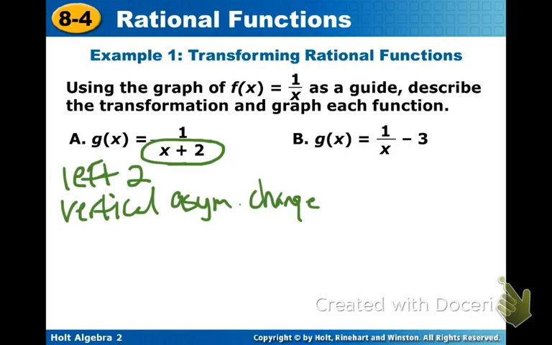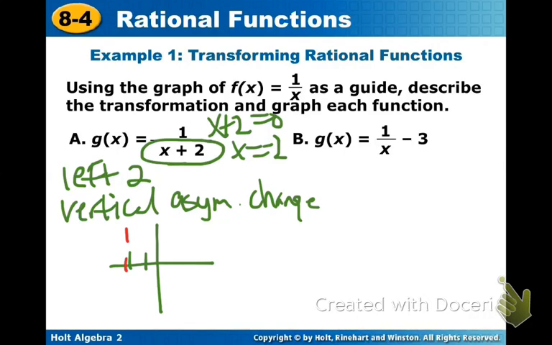And I want you to think about this. x plus 2. Where will x plus 2 equal 0? At negative 2, right? x plus 2 equals 0 at x equals negative 2. There's your asymptote. If x can't be negative 2, that's your asymptote. So we come over here, negative 2. There's your asymptote.